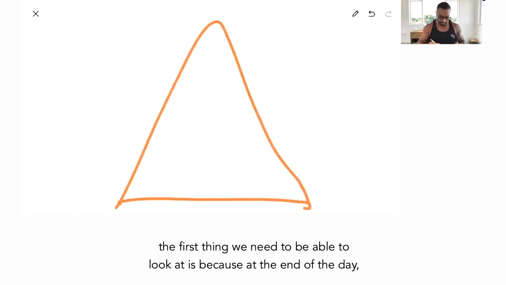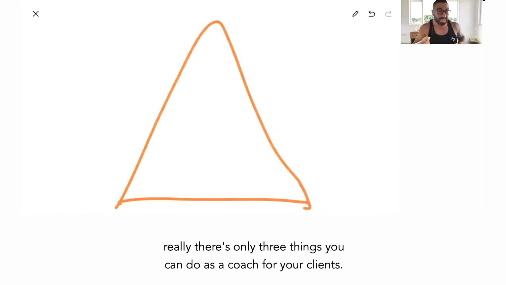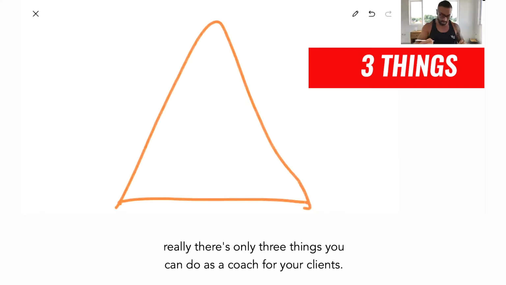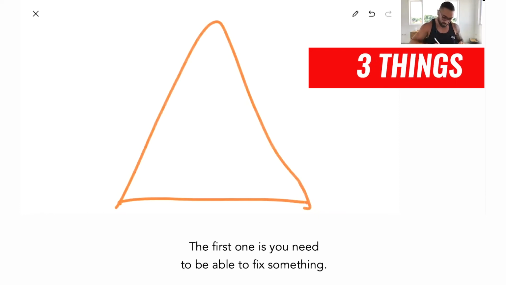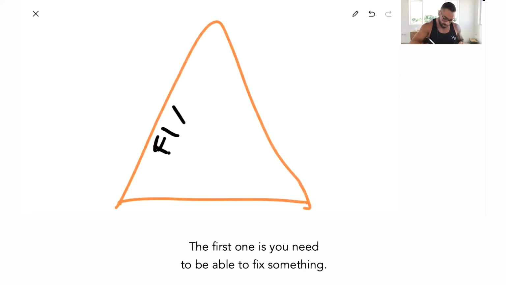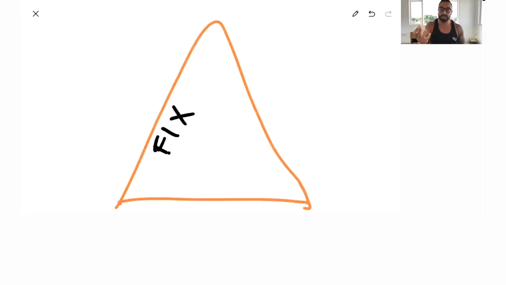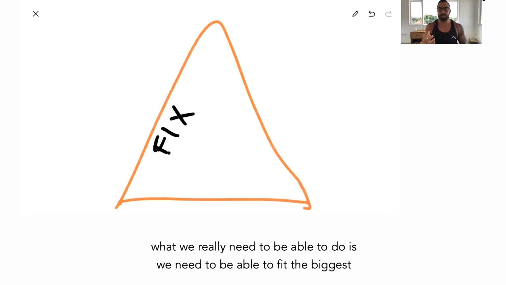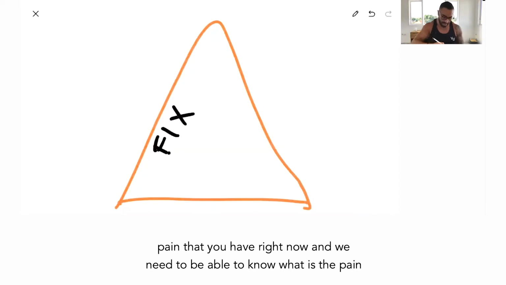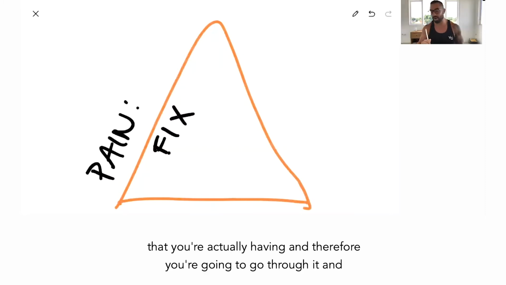Now, the first thing we need to look at is, because at the end of the day, there's really only three things you can do as a coach for your clients. The first one is, you need to be able to fix something. When it comes to conversation, if I was having the conversation with you, it's like, look, what we really need to do is fix the biggest pain that you have right now. And we need to know what is the pain that you're actually having.